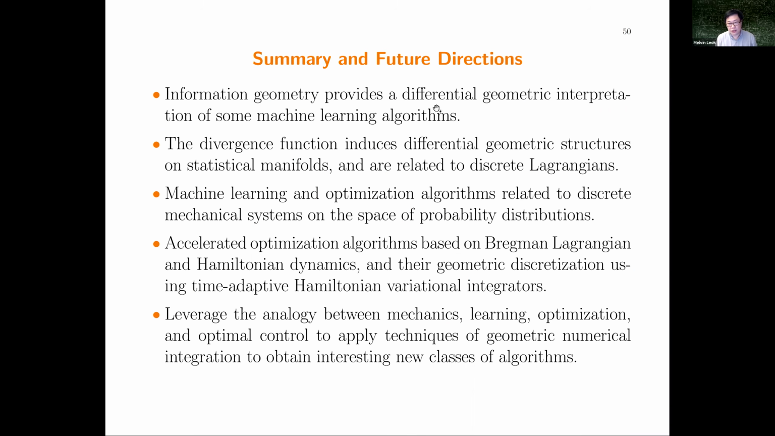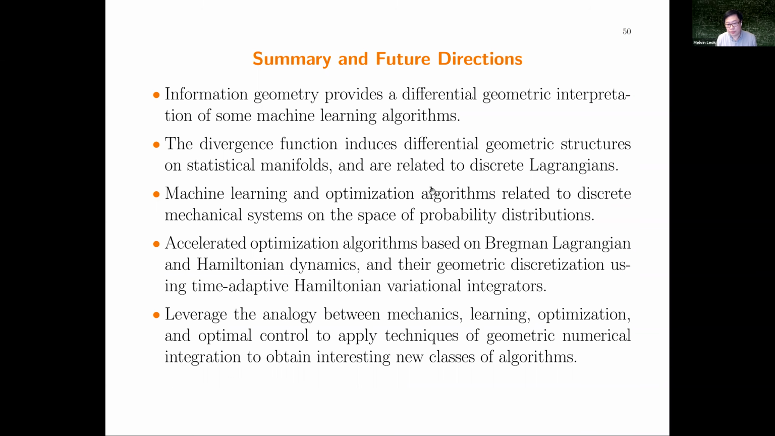Information geometry plays an interesting role in providing a differential geometric interpretation of a certain class of machine learning algorithms. What is interesting is the role the divergence function plays and its connection with various differential geometric structures on statistical manifolds. What we showed was that this is related in some precise ways to discrete Lagrangians, and the problem of constructing canonical divergence functions is very closely related to the kind of approximation problems one studies in discrete mechanics.